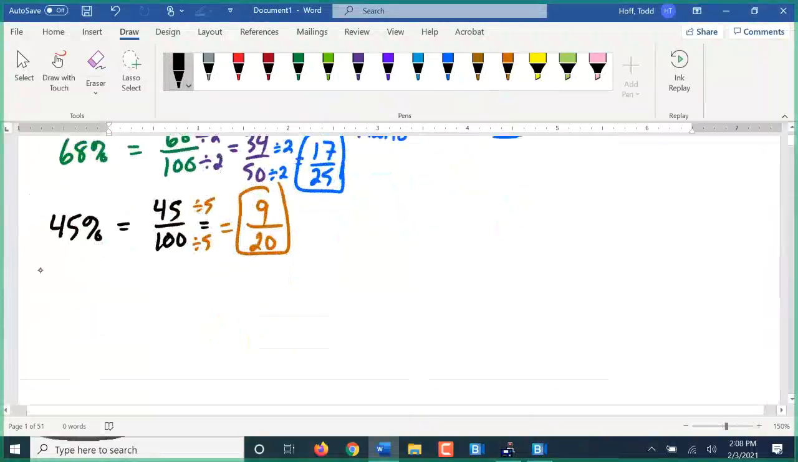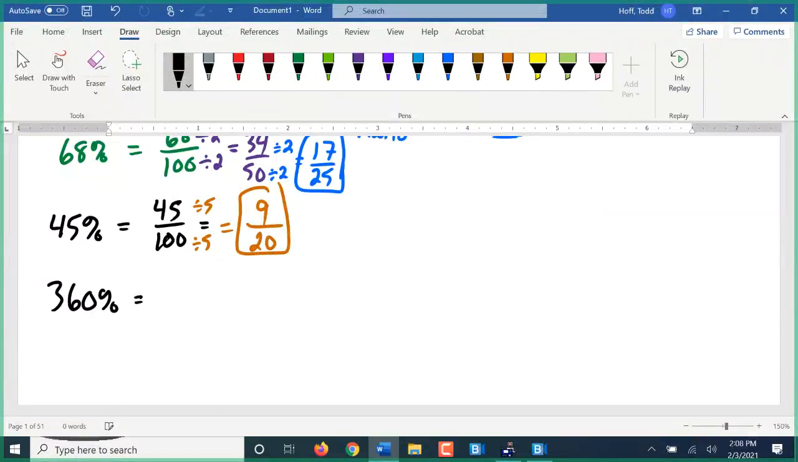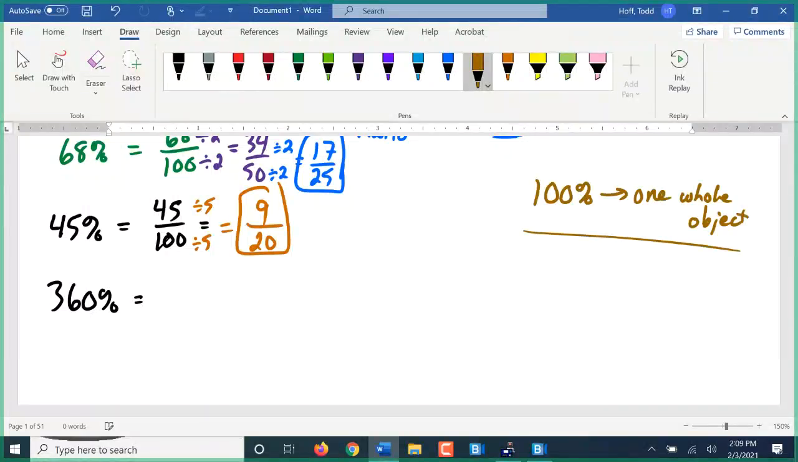I might have 360%. Now, first thing you'll notice, that's large. I mean, it's really large. 100% is equal to one whole thing, the whole object, we're going to call it. 360% is bigger than 100%, so it is actually more than one. It's more than a whole thing.